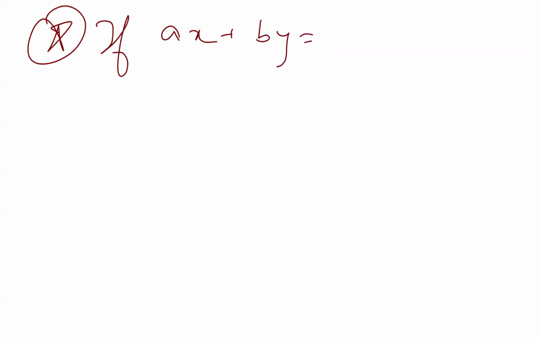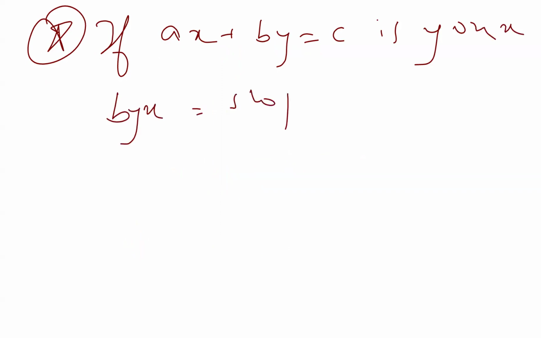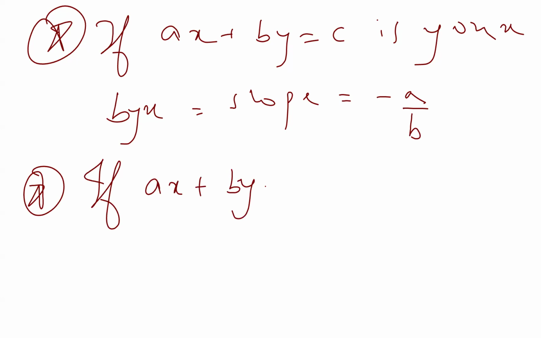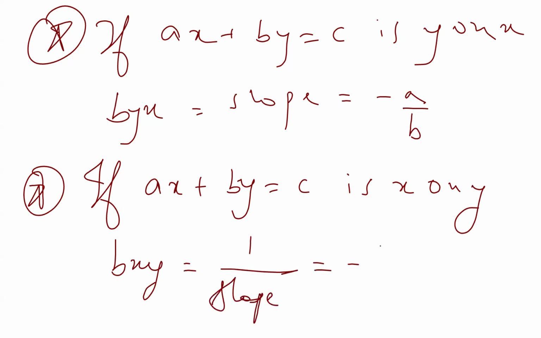Second thing, if ax plus by is equal to c is y on x, byx is equal to the slope, minus a by b, and if ax plus by is equal to c is x on y, bxy is equal to 1 upon slope, which is minus b by a. So these two things you need to remember. So let us go back to the problem.